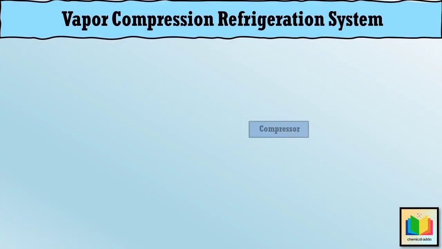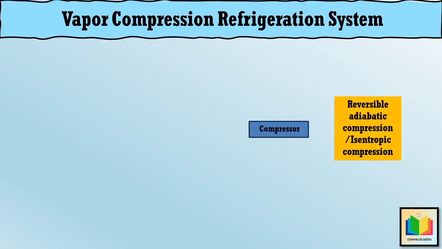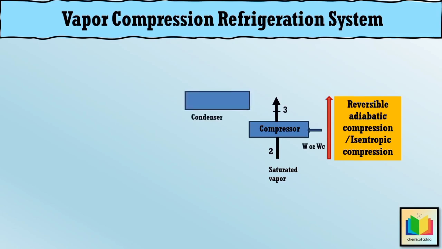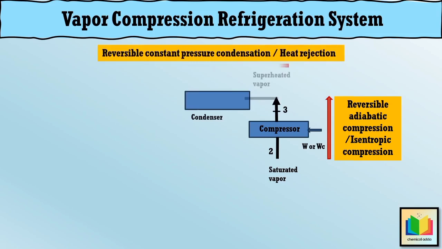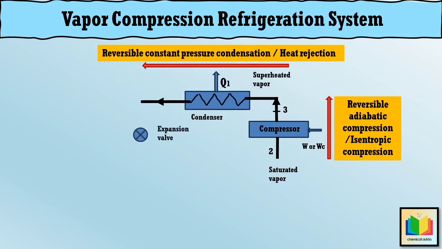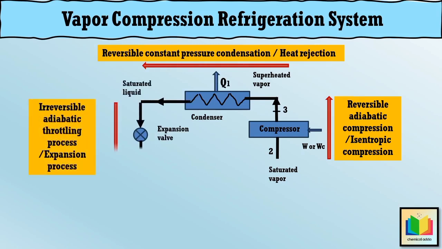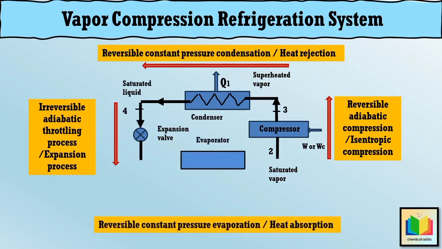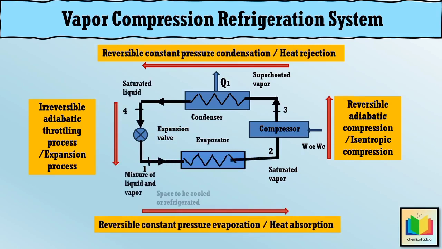The first component is the compressor, where the reversible adiabatic compression, that is, isentropic compression, of the vapor occurs. The second component is the condenser, where reversible constant pressure condensation, also known as heat rejection, occurs. The third component is the expansion valve, also called a throttle valve. Here, an irreversible adiabatic throttling process or expansion process is carried out. And the fourth component is the evaporator. Here reversible constant pressure evaporation, also known as heat absorption, is carried out.